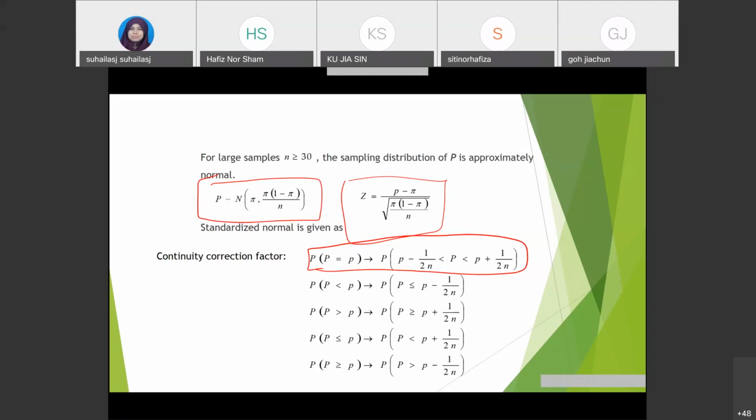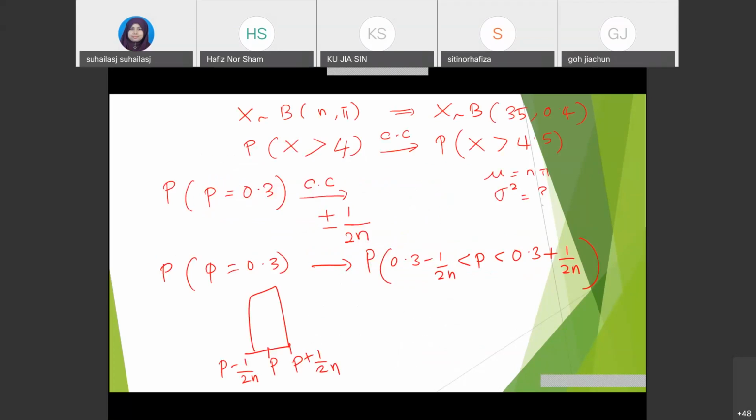Okay, let's say the next one. Let's say now probability P less than 0.3. How do we do its continuity correction factor? Okay, again, let's say here is the bar. Again 0.3 plus 1 over 2n and then 0.3 minus 1 over 2n. Can you see? 0.3, to the right it adds 1 over 2n, to the left minus 1 over 2n.